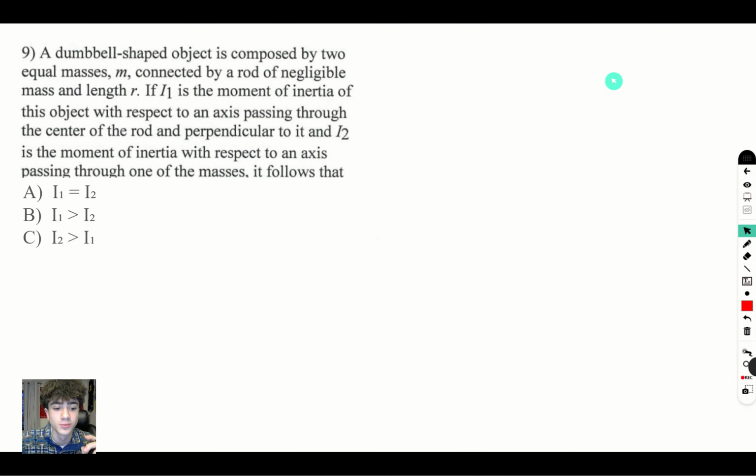Hello everyone, welcome to another kinetic tutoring episode, and today we're going to be talking about the inertia of a dumbbell. So let's get into the problem.